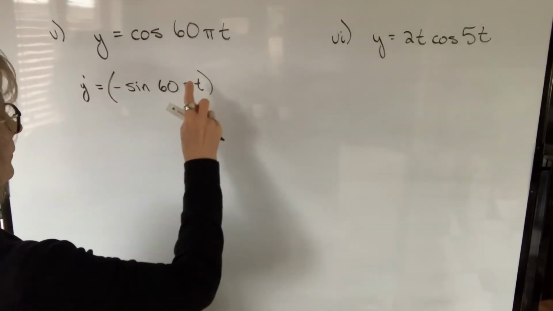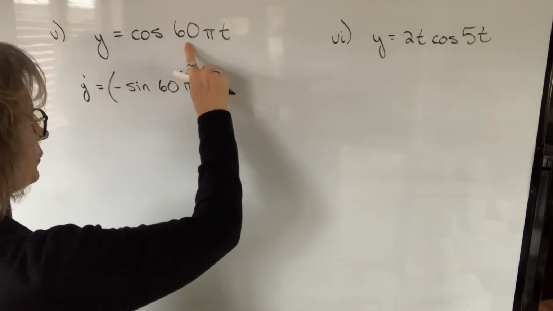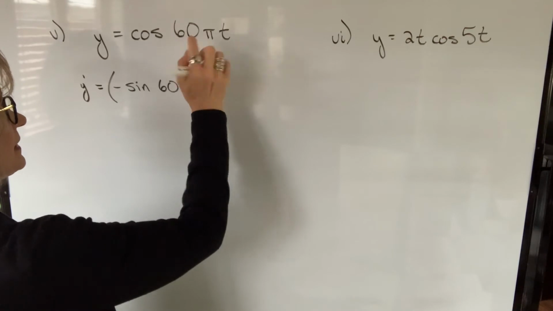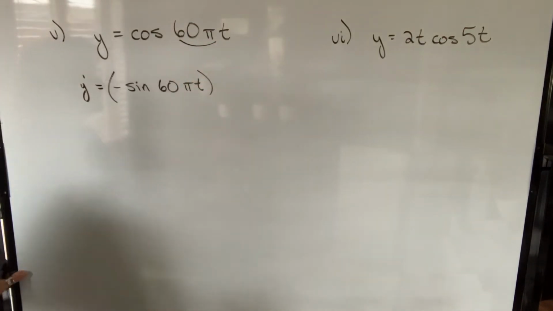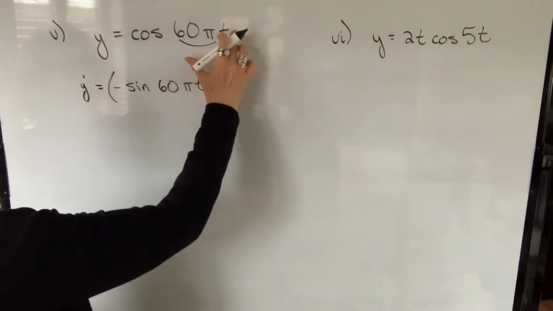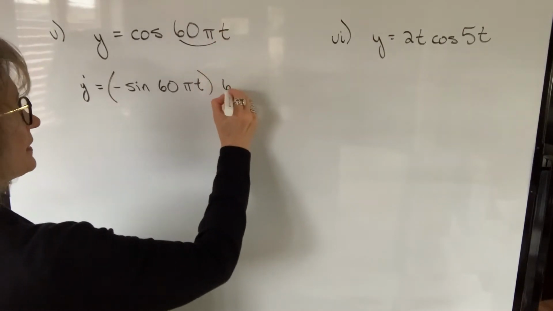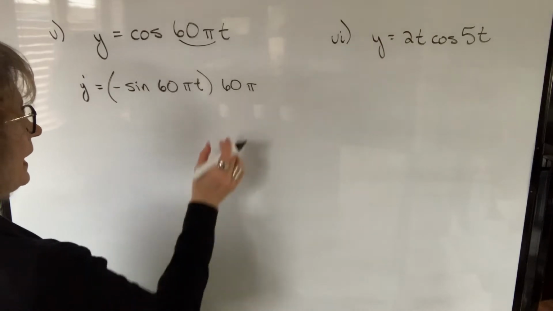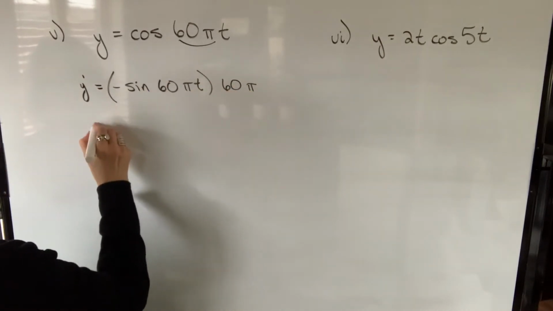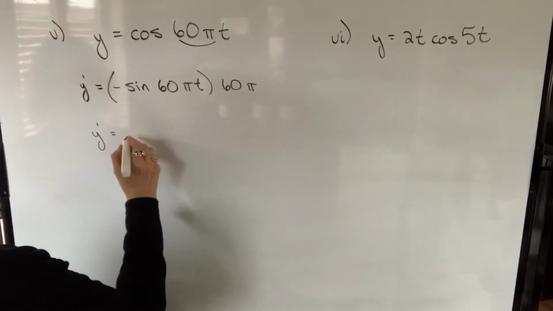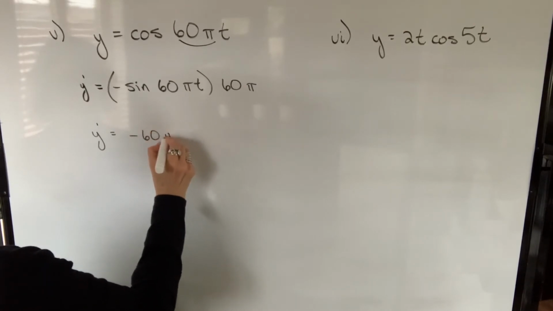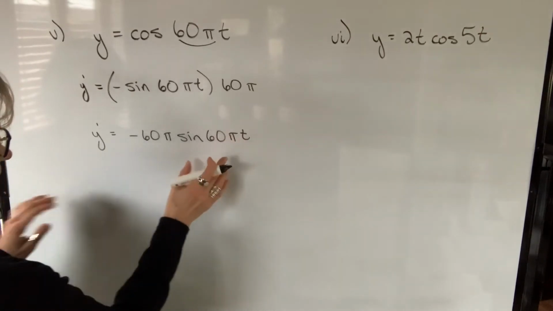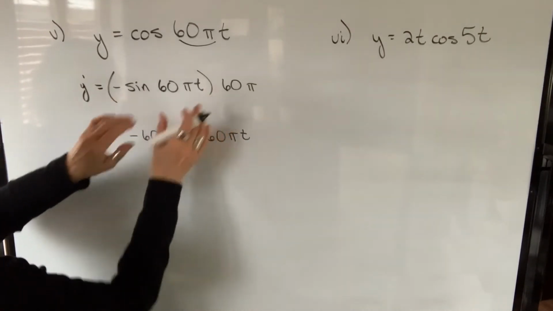And then we go inside our cos function and we have to multiply by the derivative of this function. Remember, pi is a constant, so 60 pi is a constant. So 60 pi times t, the derivative of that will be 60 pi times the derivative of t, which is 1. Again, I would clean this up by moving this out front, so I will have negative 60 pi sine of 60 pi t. I like the cleaner look of this than this.